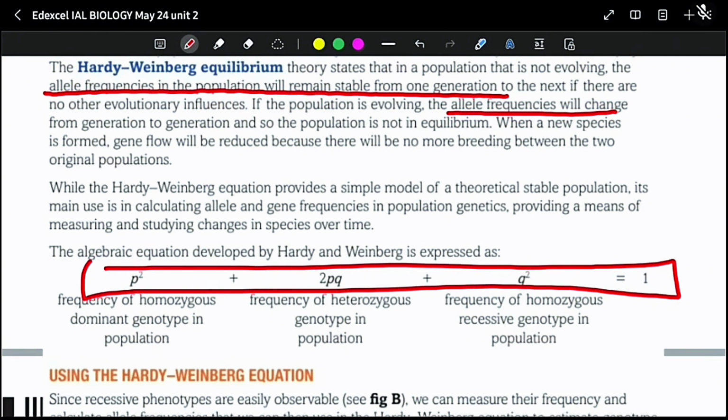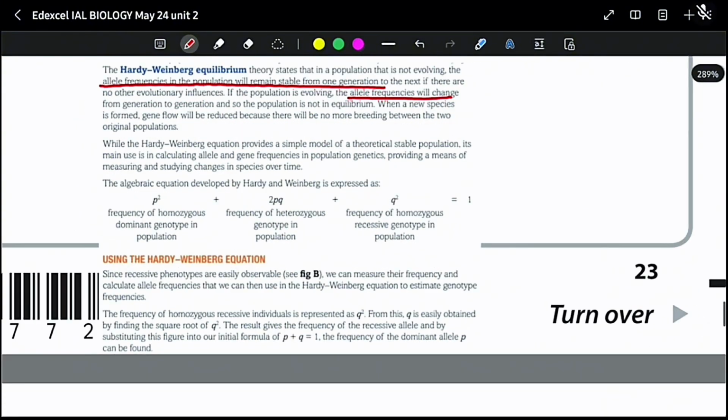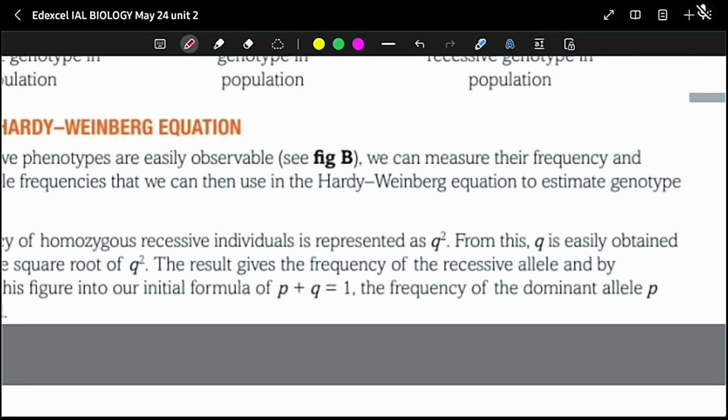The Hardy-Weinberg equation is p² + 2pq + q² = 1. p² is the frequency of homozygous dominant in the population, q² is the frequency of homozygous recessive, and 2pq is the heterozygous genotype in the population. The summation of all of that equals 1. Another formula we know is p + q = 1, which can also be used when calculating.